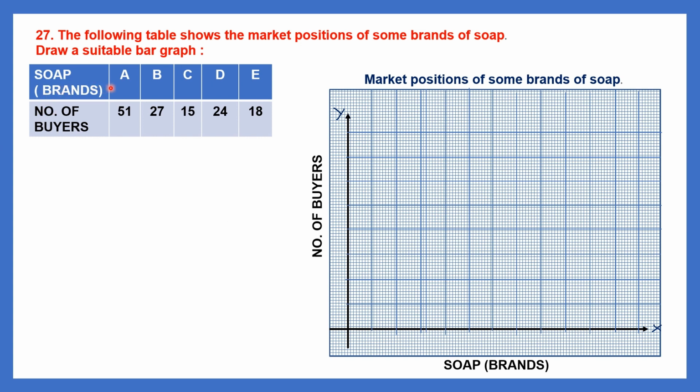Now, what are the soap brands mentioned here? Here it's given as the letters of the alphabet A, B, C, D, and E. And this is shown on the x-axis, so we can show that here. So we have A here.